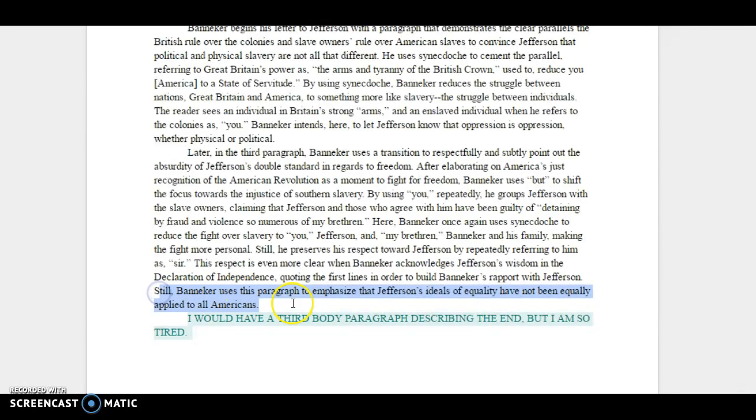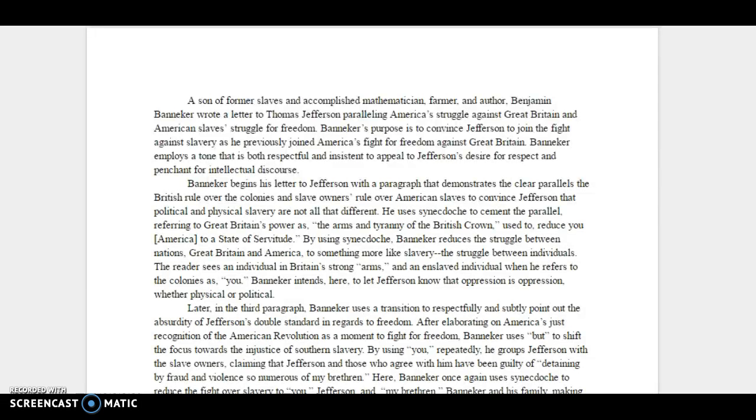Still, Banneker uses this paragraph to emphasize that Jefferson's ideals of equality have not been equally applied to all Americans. So again, I'm going back to that idea of a double standard, but I don't want to repeat myself. And then I acknowledge the fact that I skipped the third body paragraph.